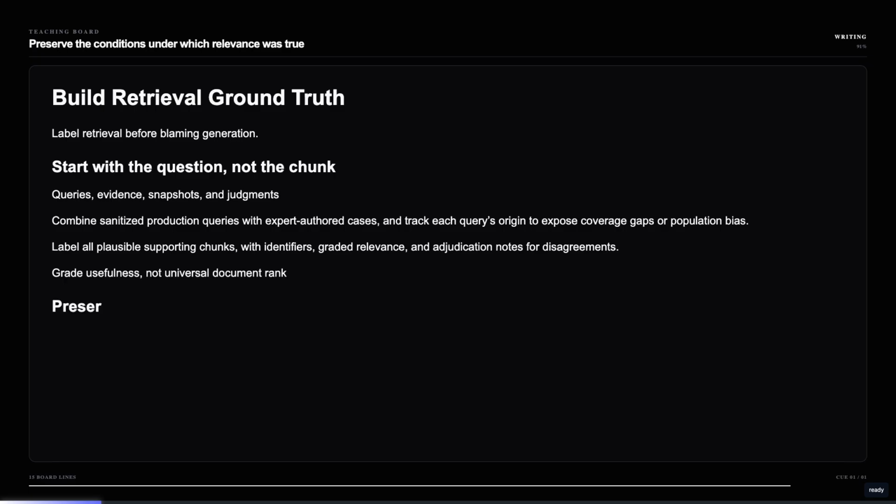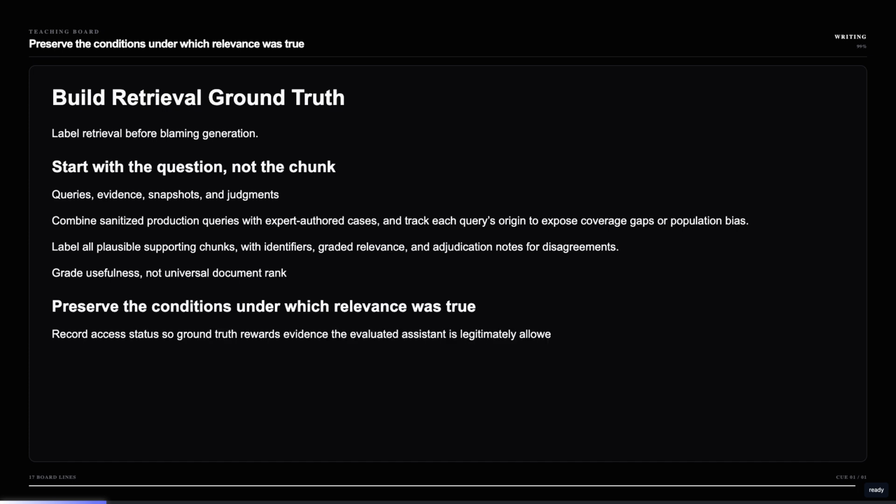Relevance judgments must preserve the conditions under which the evidence was considered useful. For every judgment, record whether the document was public, tenant, or agent-restricted or otherwise unavailable in the evaluated user context. A document may be semantically perfect but still invalid as a retrieval target when the application cannot expose it. Access rules belong in ground truth, so retrieval quality does not reward evidence the evaluated assistant is not legitimately allowed to use. Metrics should therefore distinguish semantic relevance from authorized usability.